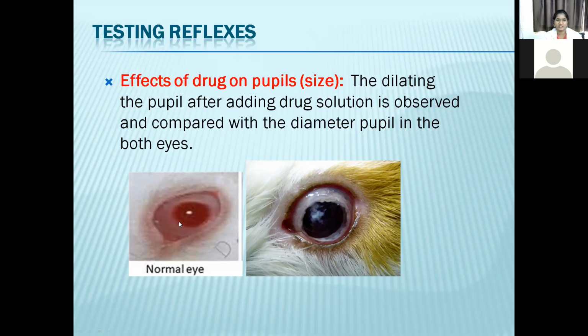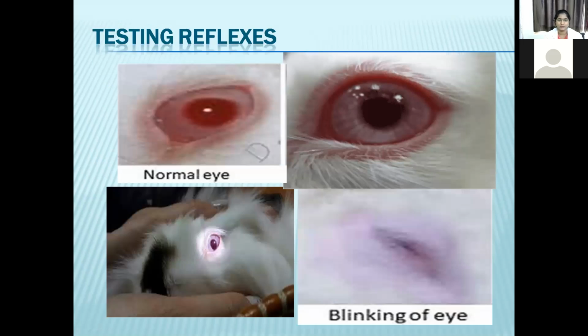Here you can see this is the normal pupil size, and after adding the drug into the rabbit eye, it produces mydriasis. It increases the pupil size. Dilatation of the pupil is called mydriasis. You can see reflexes. This is the normal eye. It produces mydriasis, and the light reflex is absent because we cannot see it here.